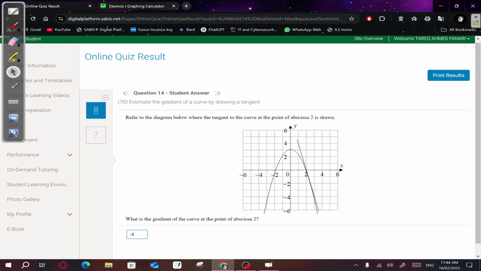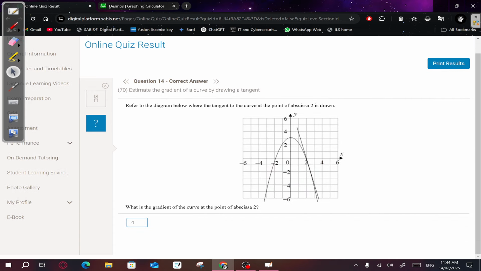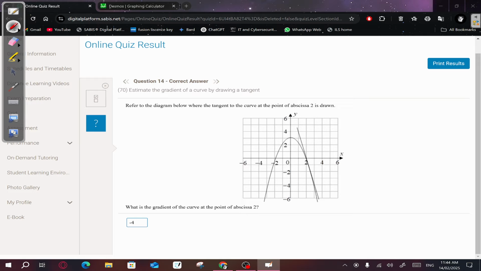Last question, 14. What is the gradient of the curve at the point of abscissa 2? First of all, we can take this point, because any point is going to belong to the tangent. You know what I mean? I can't really explain it. So 2 comma 0, and then we're just going to take any other point with a whole number. Here, this is going to be 1 comma 4.